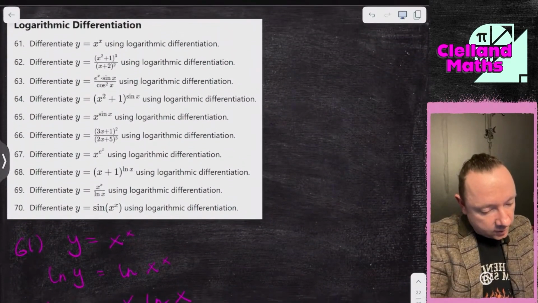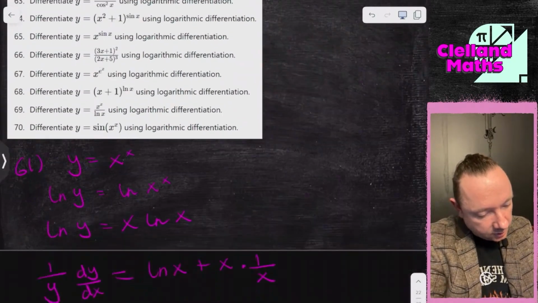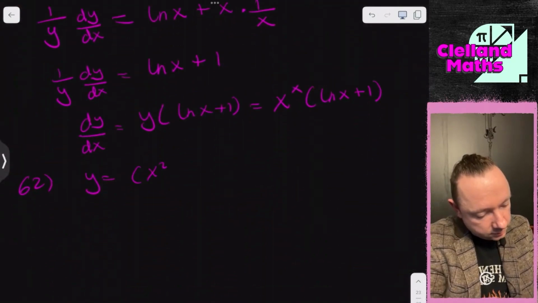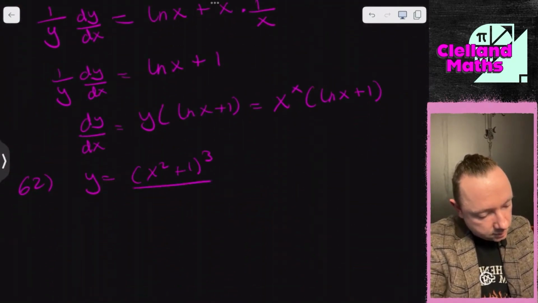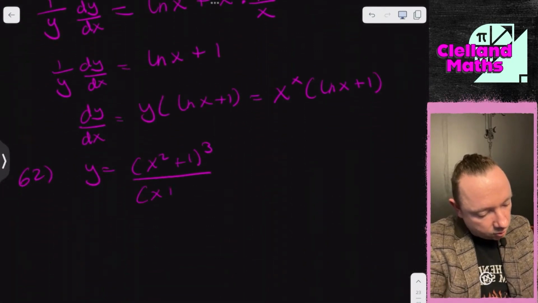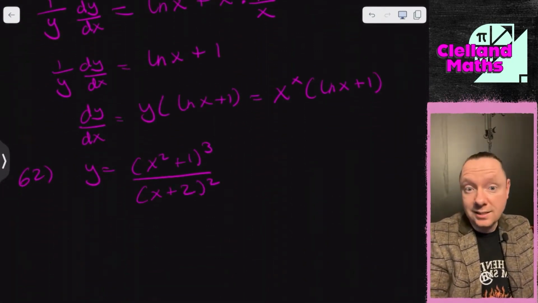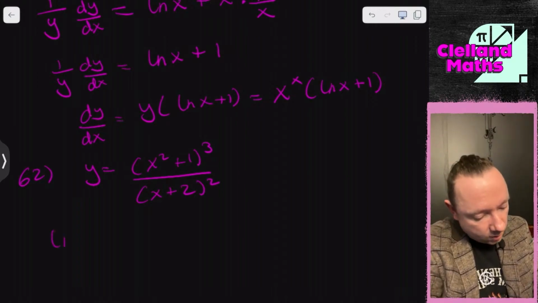It says x squared plus 1 cubed over x plus 2 squared. Let's just check that again. x squared plus 1 all cubed over x plus 2 all squared. Now, I'm not sure why ChatGPT wants me to do this by logarithmic differentiation, but since it's asking, I'll do log y. I would usually have just done the quotient rule, you see.